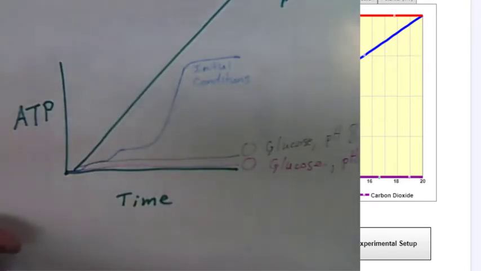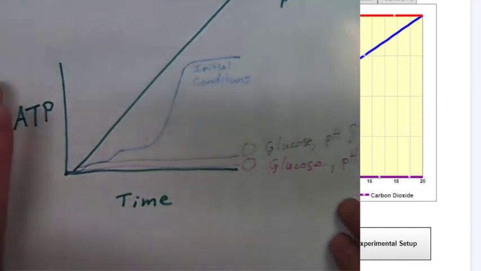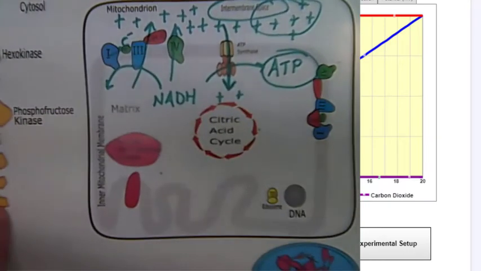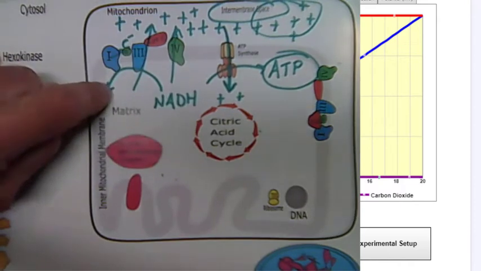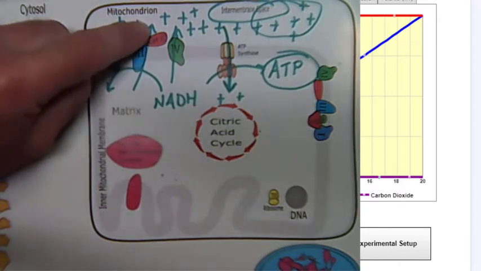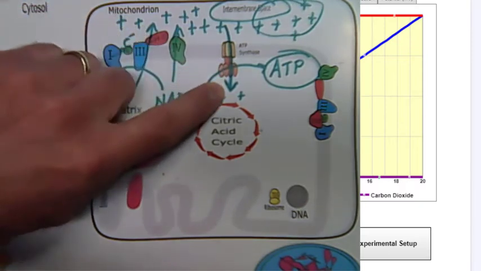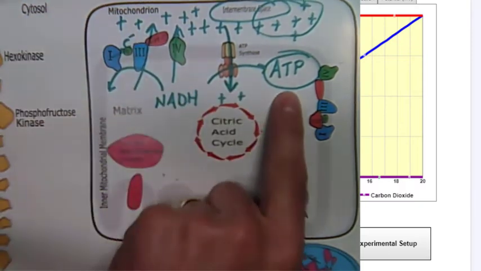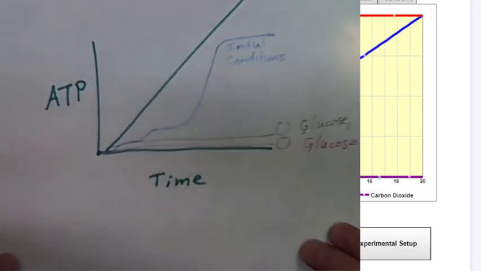After we disrupt the system and we create these behavior over time graphs, then I like to have them connect it back to the concrete model. So in this concrete model, we have NADH, which is driving this proton gradient, which then is used to drive the production of ATP. So why did this happen with these different disruptions?